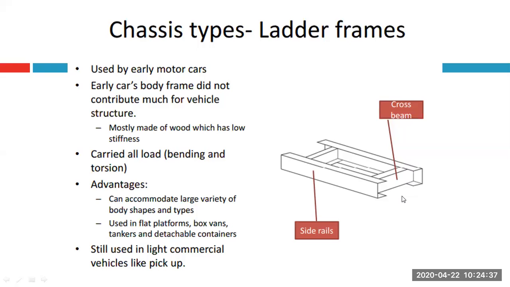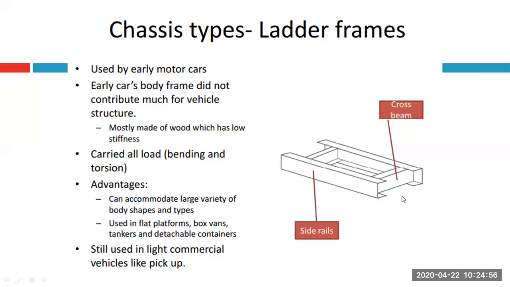And then as far as the chassis is concerned, it carries all the load for bending as well as torsion, like what we have seen in the previous lecture, the different load conditions or load cases that you have for a vehicle. So bending, torsion, combined bending and torsion, lateral, right?